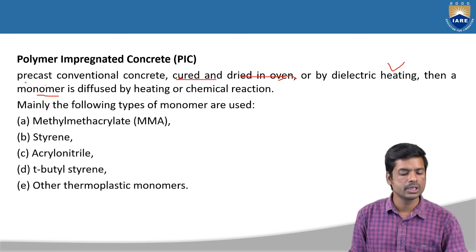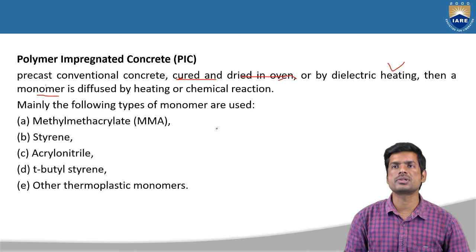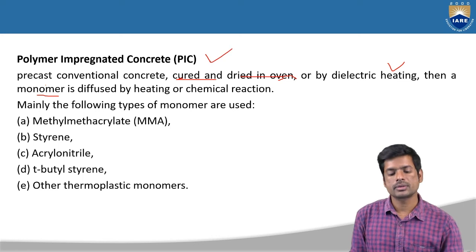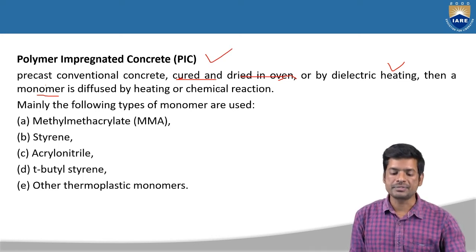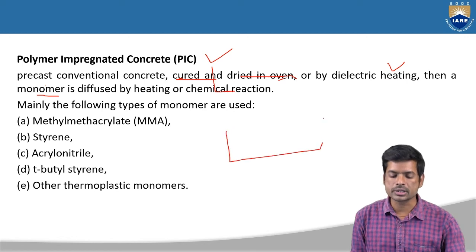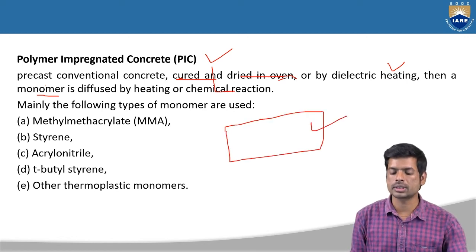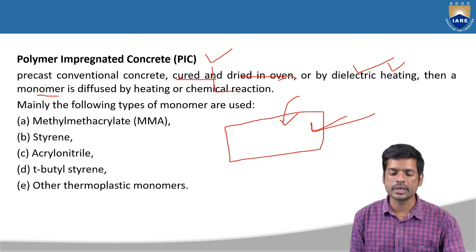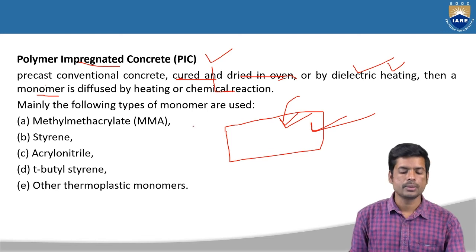When you heat these monomers, they melt and diffuse into the concrete. Mainly the following types of monomers are used. What are the monomers we use to prepare polymer impregnated concrete? The main point to remember is that after casting normal concrete, we dry it in an oven or by an electric method. After drying this component, we diffuse the monomers by heating. The monomers are heated and they diffuse into the concrete. Like this we prepare polymer impregnated concrete.